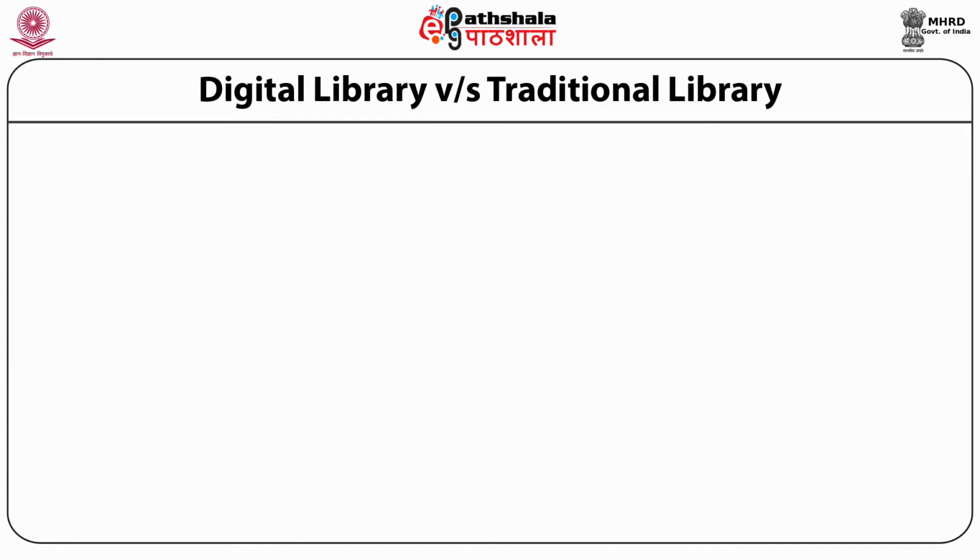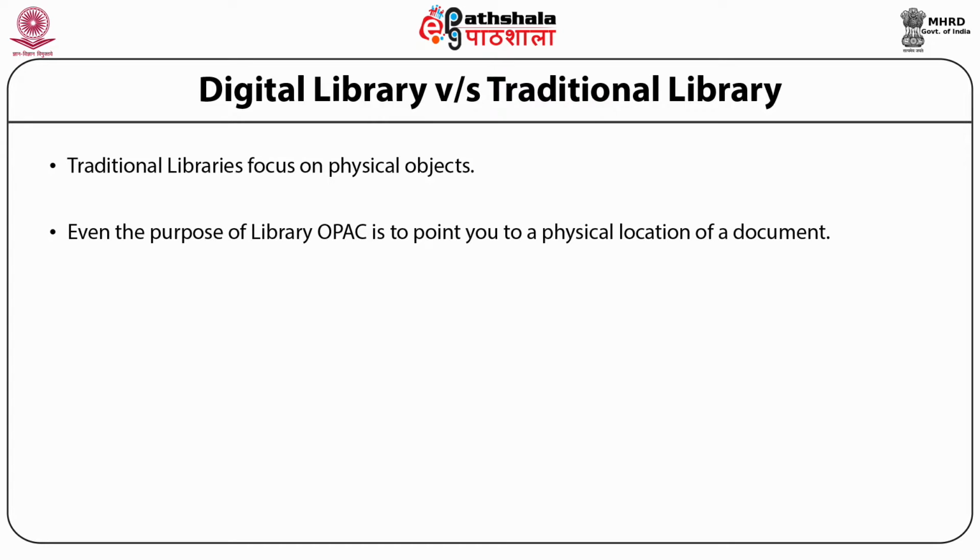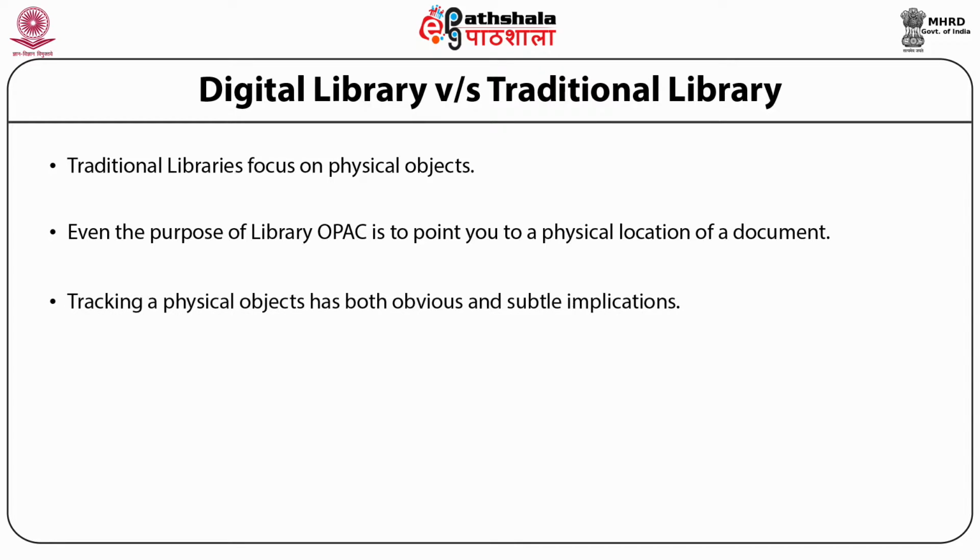Distinction between digital library versus traditional library. Let's now examine the distinction between digital library and traditional library. Traditional libraries are focused on physical objects. The traditional libraries are built around physical objects available in the libraries. Even the purpose of the library OPAC is to point out the physical location of a book or a document available in the library. Tracking of physical objects has both obvious and subtle implications.